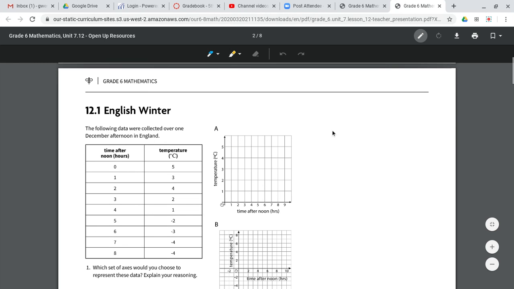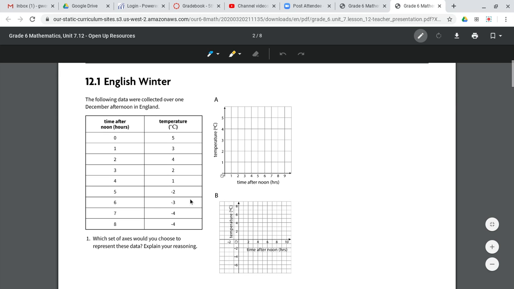Looking at this, our first part of what we're looking at today here is English winter. The following data were collected over one December afternoon in England. So we've got the time, afternoon in hours. At noon, it was 5 degrees Celsius. At 1, it was 3. At 2, it was 4. At 3, it was 2. At 4, and so on and so forth. So we've got these different temperatures in Celsius and the times after noon, 0 being noon and so on and so forth.